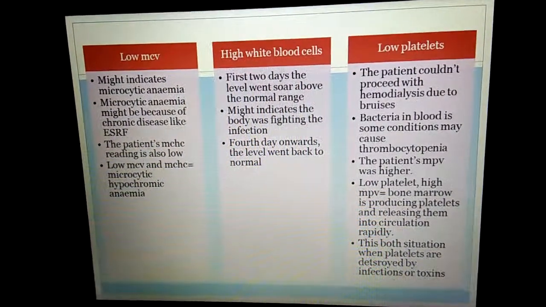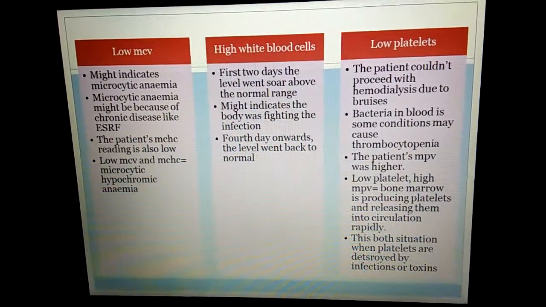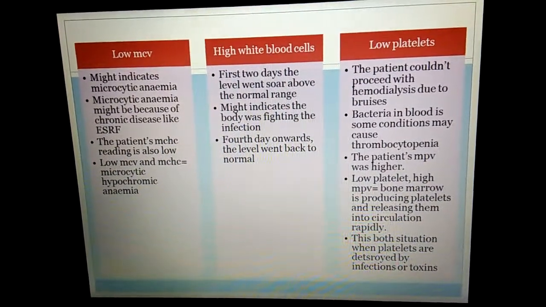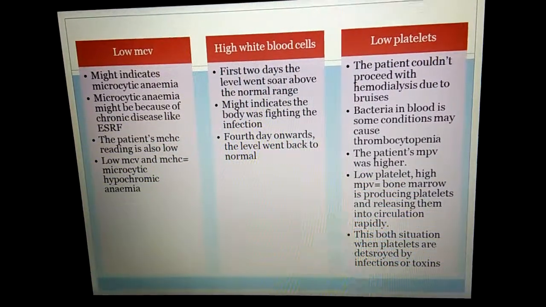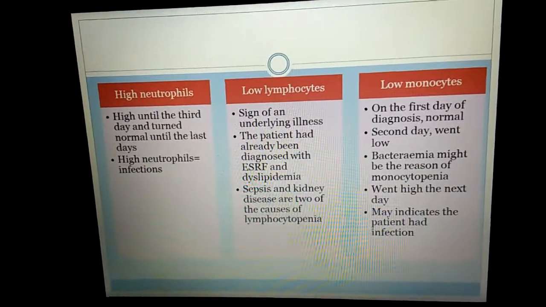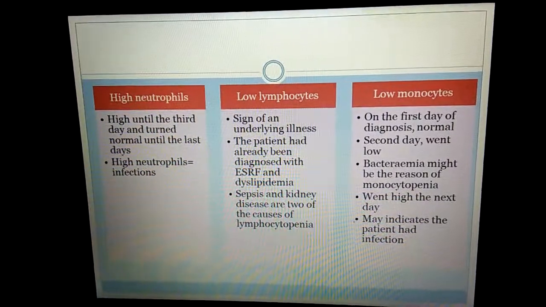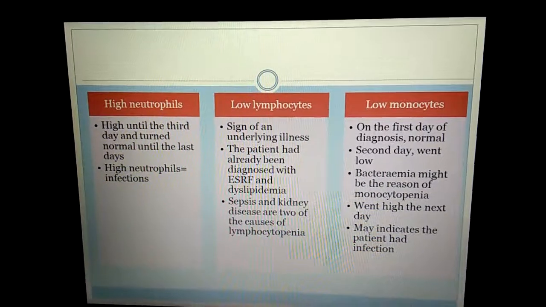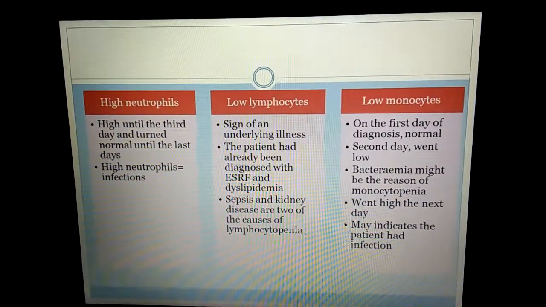The patient's MPV was higher. Low platelets and high MPV indicate that the bone marrow is producing platelets and releasing them into circulation rapidly. This occurs in both situations when platelets are destroyed by infections or toxins. High neutrophils. The neutrophil level is high until the 3rd day and turns normal until the last days. High neutrophils indicate infections. Low lymphocytes are a sign of an underlying illness.